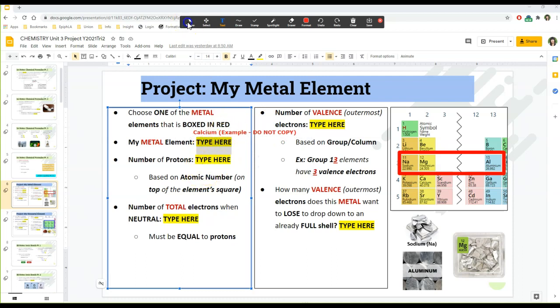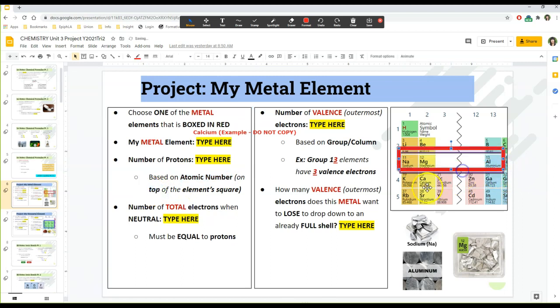And then I need to indicate the number of protons that are in calcium. The number of protons is going to come from the atomic number. The atomic number is the number that you see on the top of the element square. Taking a look at calcium, the top of its square says 20. So for my example, I would put 20. That's the number of protons that my calcium has.